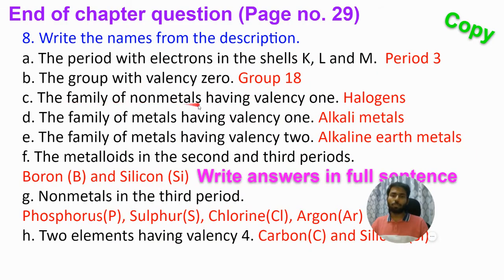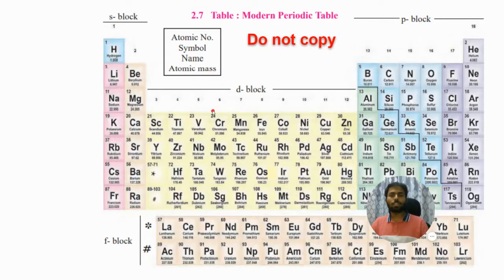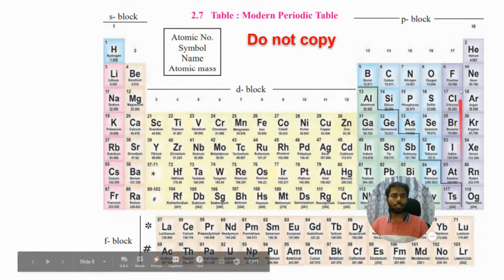Next, the family of non-metals having valency 1. So firstly you want valency 1, right? Which groups will have valency 1? Group number 1 has valency 1. And group number 17 also has valency 1.